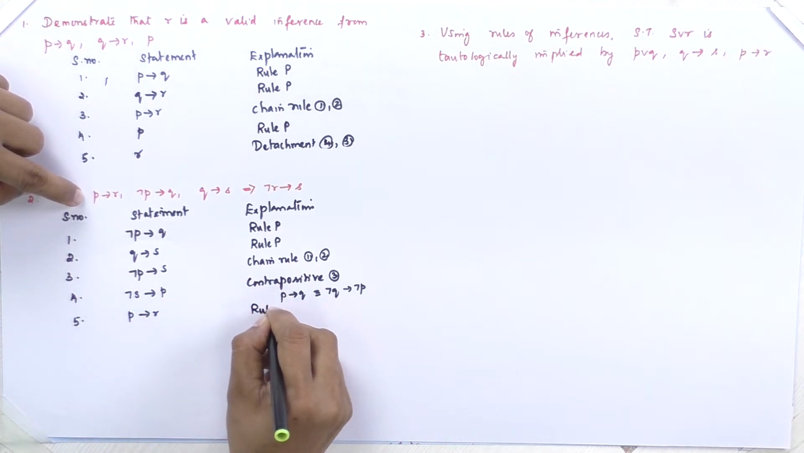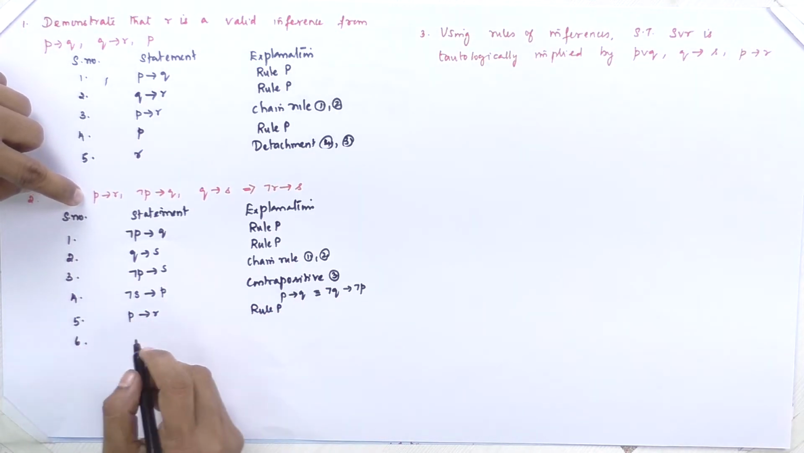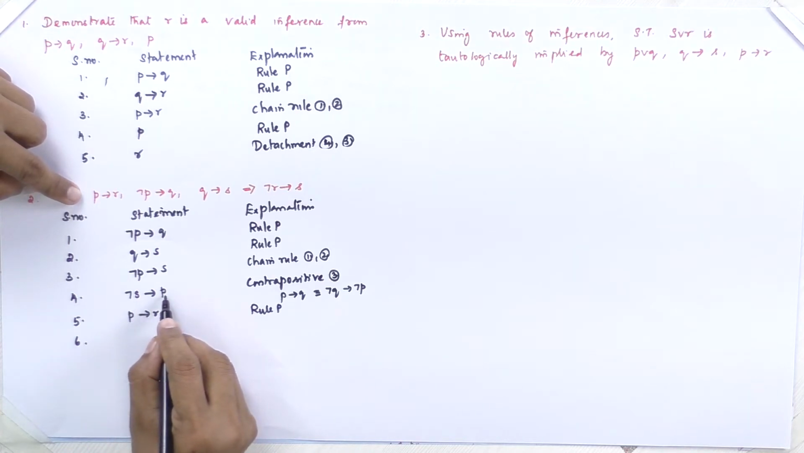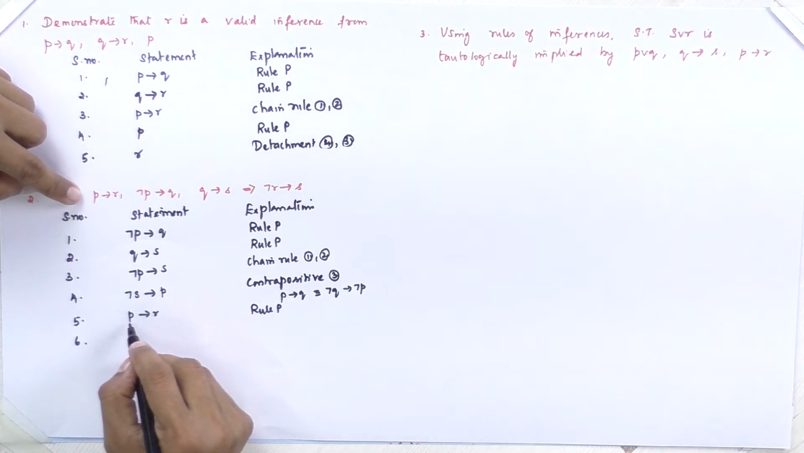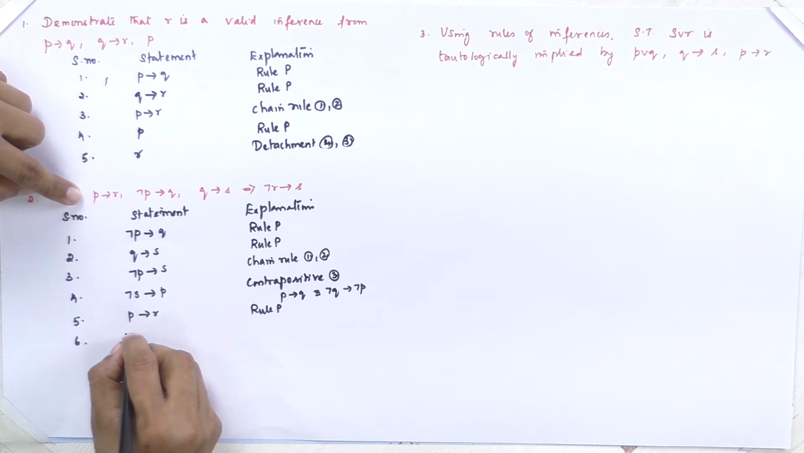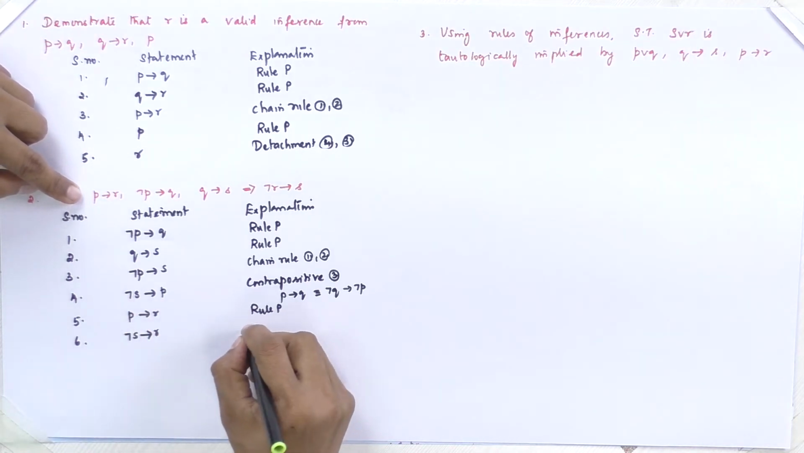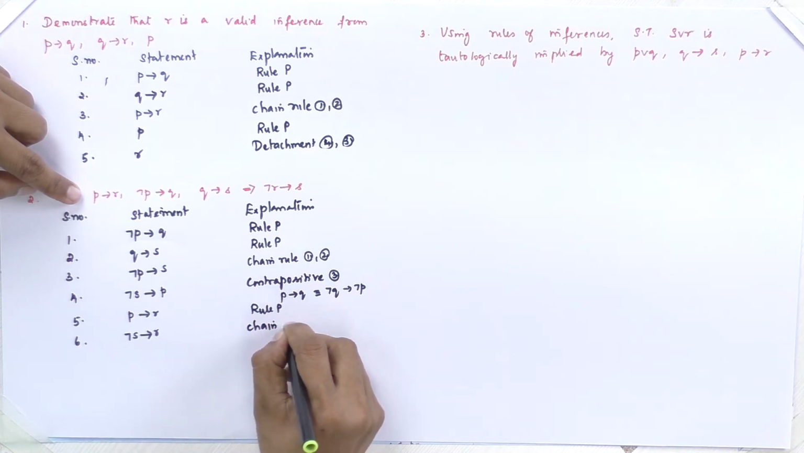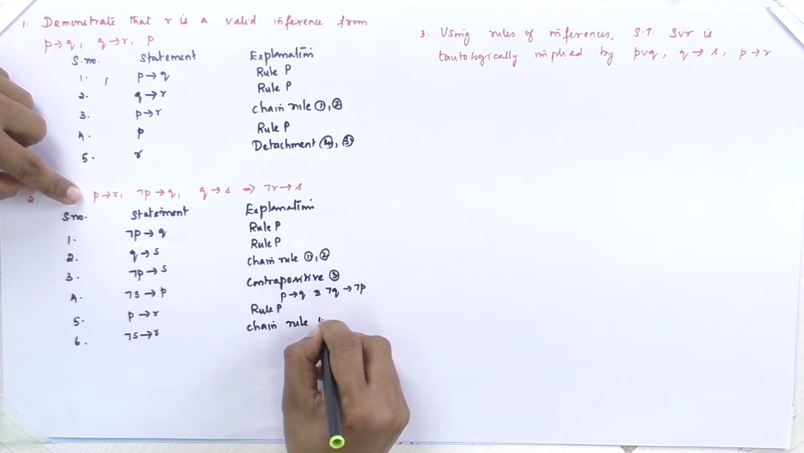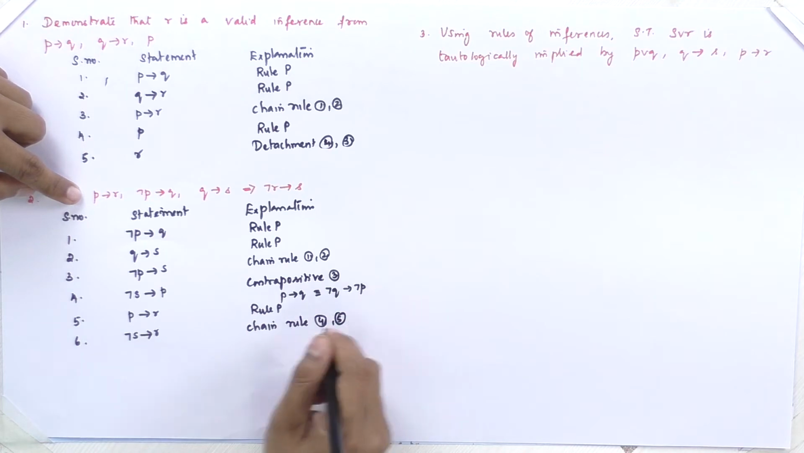Fine. Now I am left with this P conditional R. So that is rule P. Then here, this statement ends with P and this statement starts with P. So I can apply chain rule. If I apply chain rule, I get negate S conditional R. So the rule here is chain rule applied on 4 and 5.